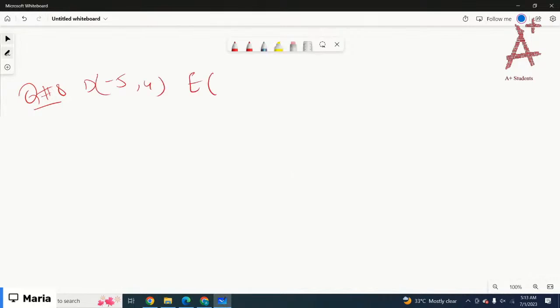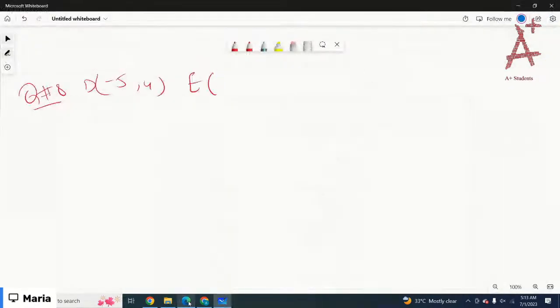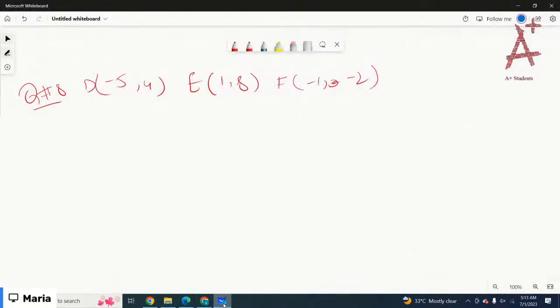E is (1, 8), and F is (-1, -2). Okay, let me just read the question again. What we have to do: show that the height from D is also the median from D. Okay, so let's calculate the midpoint of EF, since the median from D goes to the midpoint of EF.